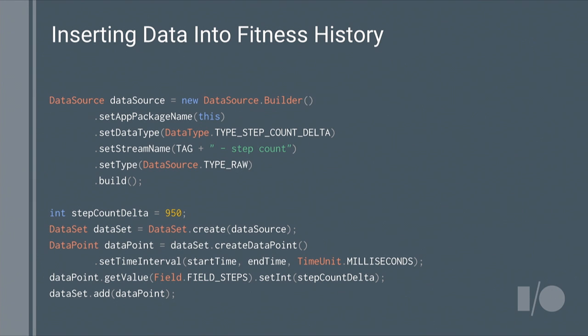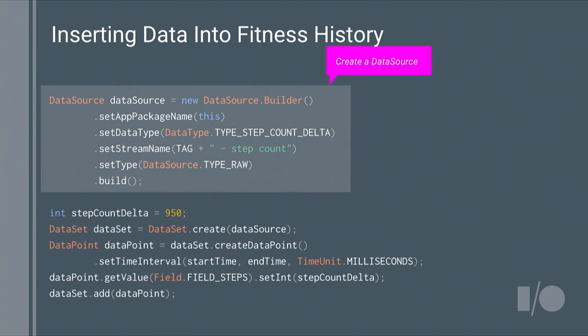Now, let's look at another way of getting data into the fitness history. Suppose I've gotten my data from some external source, like another device. So in the example of Basis, right, they wanted to write in some steps that they had gotten from another device. So first, you create this data source object, and you specify the type of data you want to write. Here, I'm saying I want to write raw step count data.